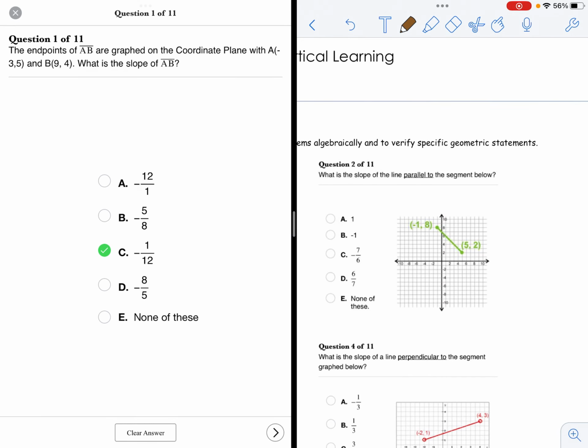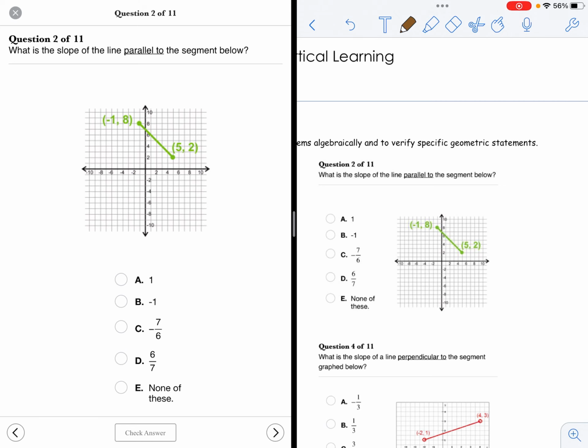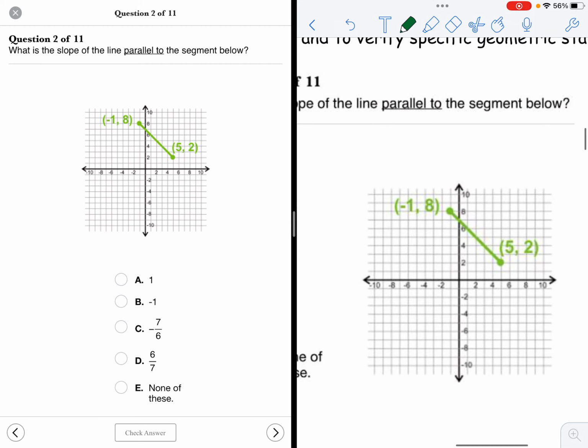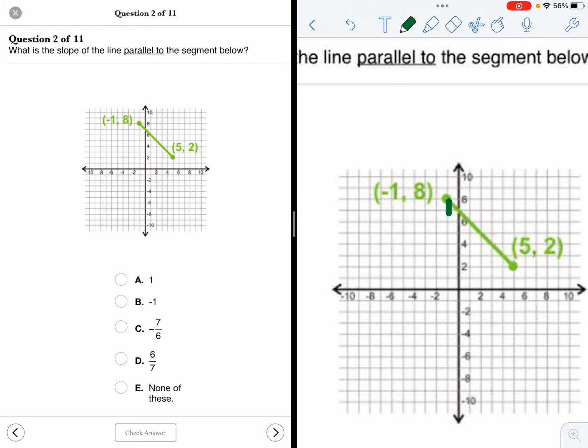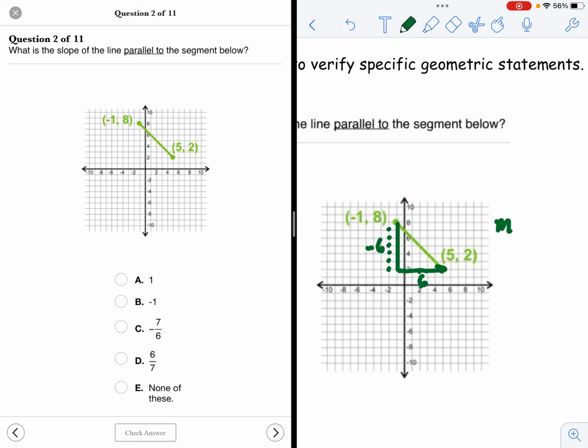Alright, what is the slope parallel to the line segment below? So yeah, we have the formula, but we can also count. How far do I go down? I went down 1, 2, 3, 4, 5, 6, over 1, 2, 3, 4, 5, 6. So the given slope was negative 6 over 6. That means the parallel slope, since they're equal, would also be negative 1. Sweet.